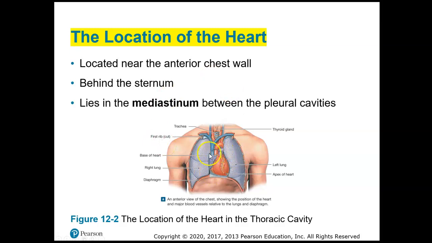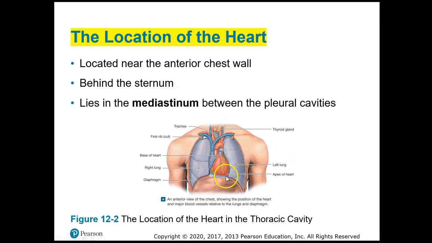This is an illustration that shows the position of the heart in the thoracic cavity, in the chest cavity. And you can see that it's located between the 2 lungs. The heart lies within the pericardial cavity, which is in the mediastinum. That is the area between the 2 pleural cavities, which are the cavities that hold the lungs. And the heart is behind the sternum or the breastbone. This is how it's positioned between the left and right lung.